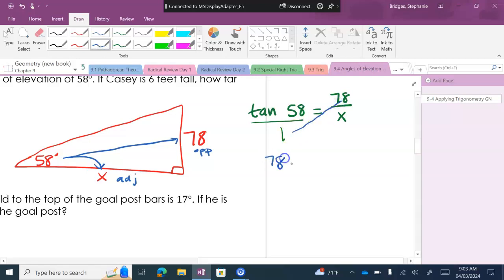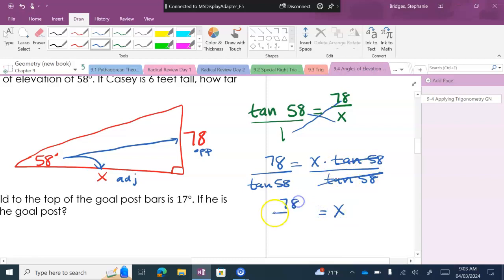Cross multiply. Remember that X is going to go in front of the tangent. What do I need to do to get X by itself? Divide by tangent of 58, yep. So those are going to cancel. And then it's directly to the calculator after you have it solved for x. You're going to do it exactly as it says: 78 divided by the tangent of 58.